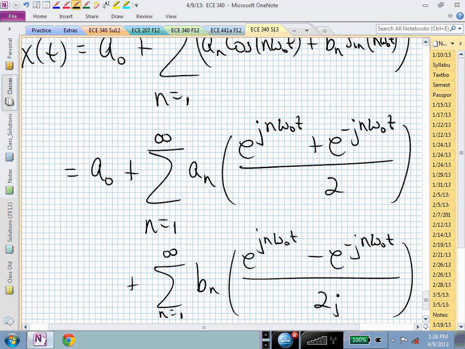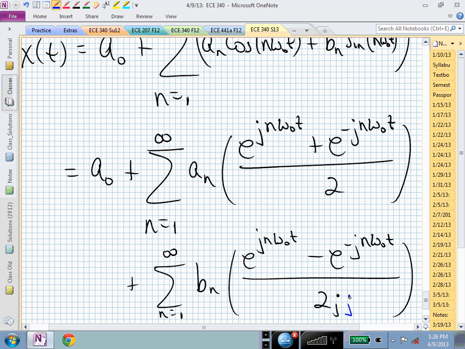And what I want to do is a little bit of algebra and come up with an expression for little x of t in terms of e to the j n omega naught t and e to the minus j n omega naught t. Meaning I now have complex phasors that are spinning counterclockwise and clockwise. And those are just sines and cosines. That's what we started with. But let me now look at what I can do with this second infinite sum.